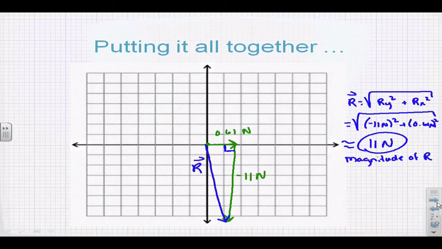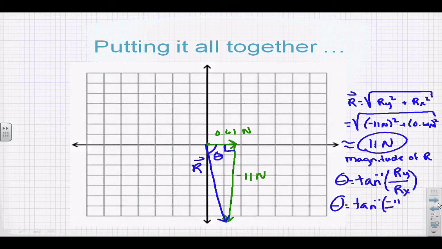The next thing we want to find is the direction. Now what I'm going to do is use inverse tangent to find this little angle here. We'll call that theta. And theta is just the inverse tangent of our y over our x. Theta is the inverse tangent of negative 11 divided by 0.61. And the answer to that is negative 87 degrees. And here that means 87 degrees below the x-axis.